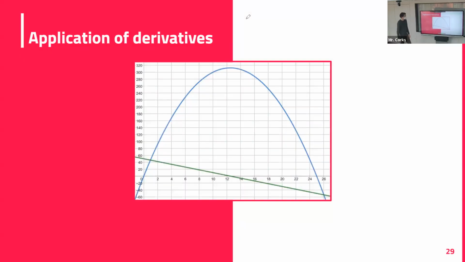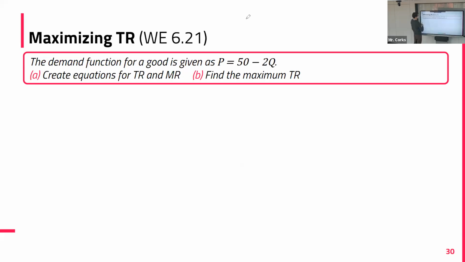So let's finally get to some of our applications here. Let's say we have this scenario and we want to find a maximum total revenue. If we need that, we should have our total revenue function, but we haven't been given that. We've just been given a demand function. So here's a relationship between P and Q. What is P? What is Q?